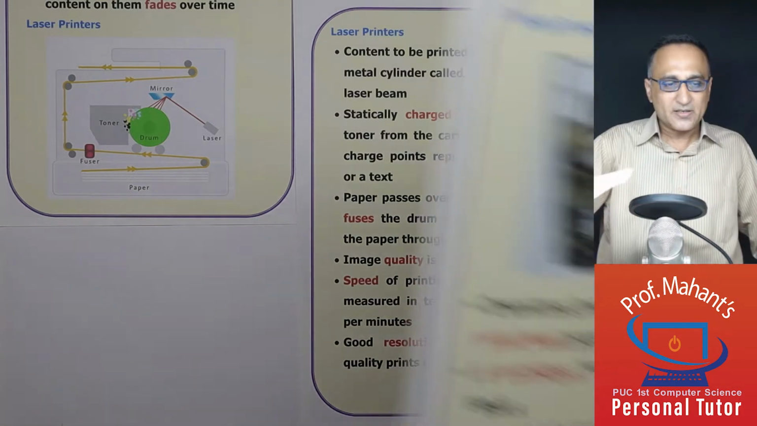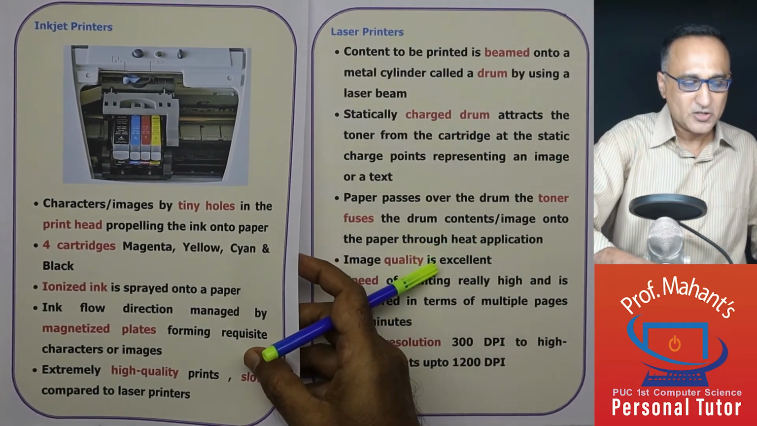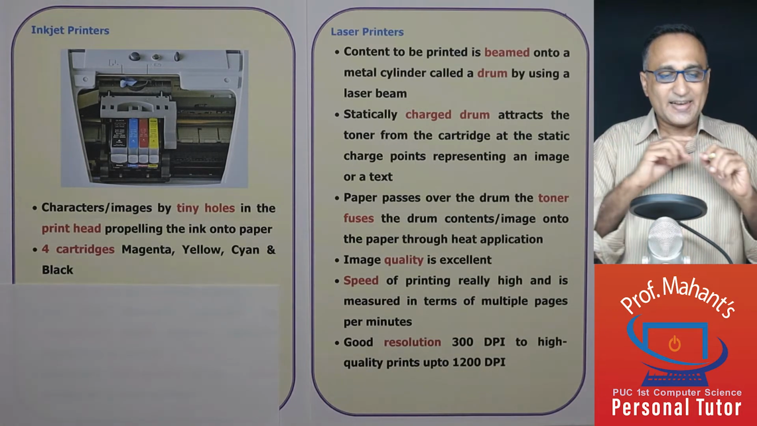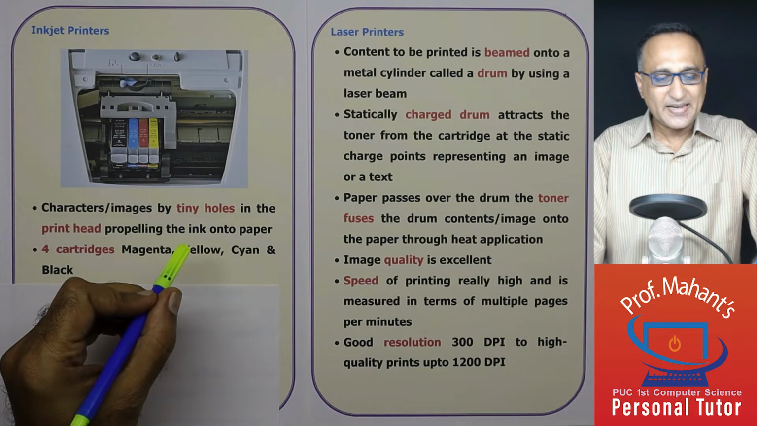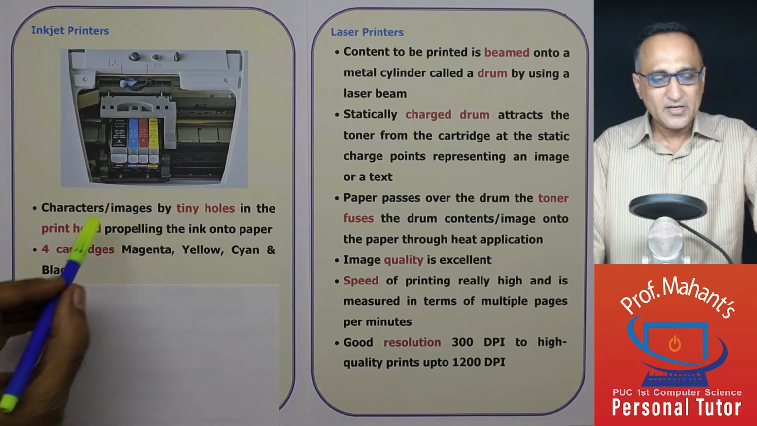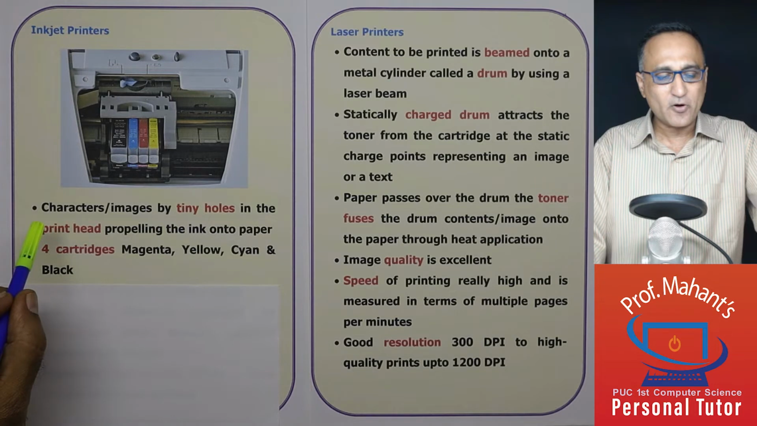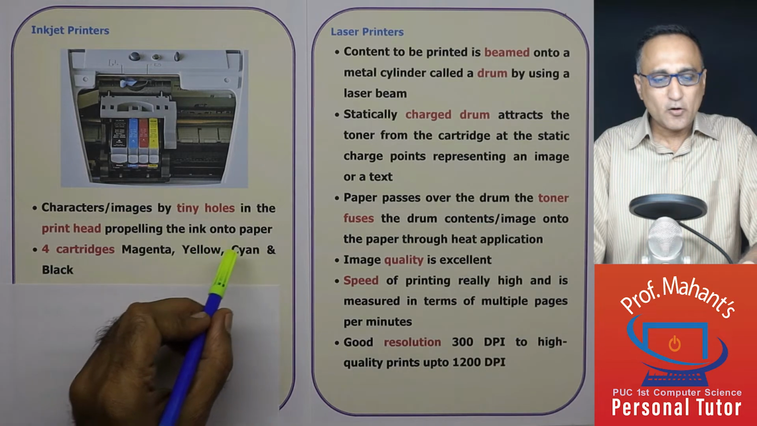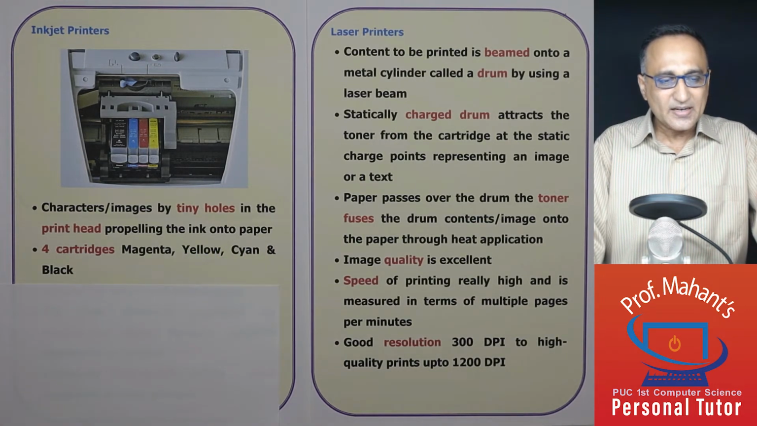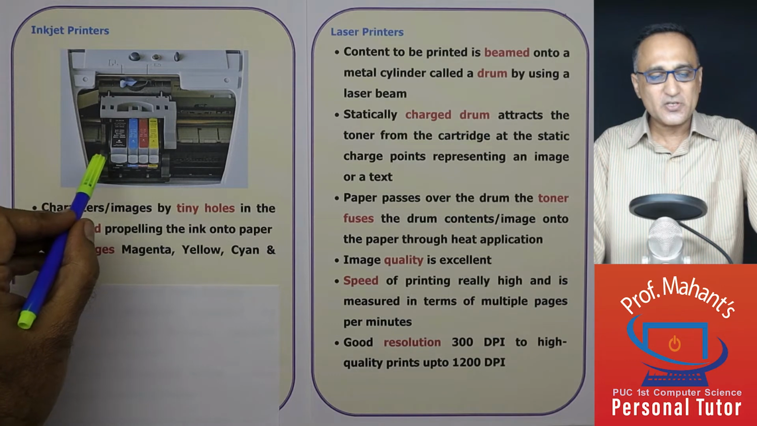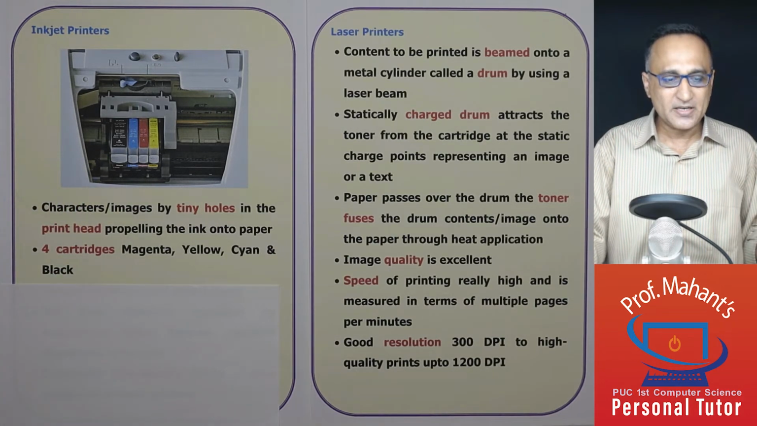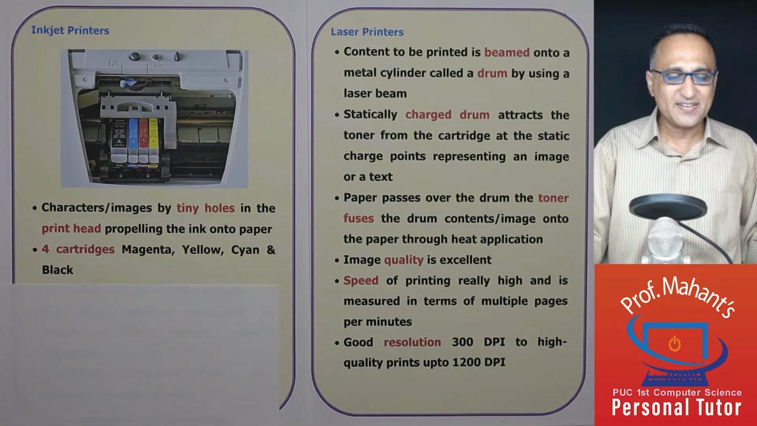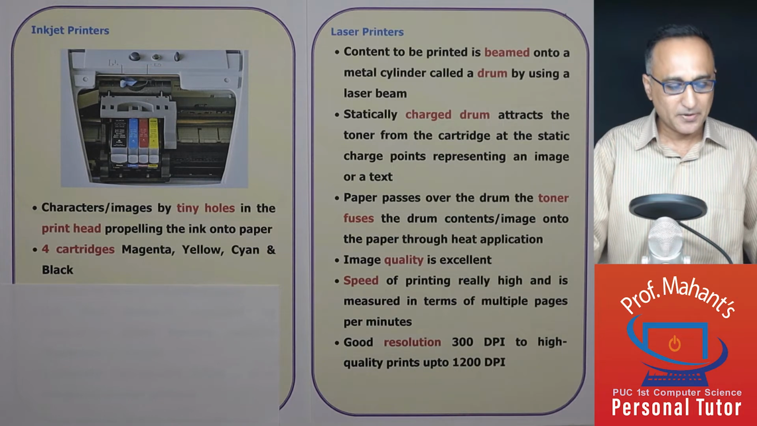Now the next type of printer we shall take a look at is the inkjet printer. In the inkjet printer, the characters or images are formed by tiny holes. There's a printhead here in the front. Through the tiny holes, characters or images are formed from the printhead, which sprays or propels ink onto the paper. A color inkjet printer has four cartridges, which are magenta, yellow, cyan, and black. These are the standard colors on an inkjet printer.